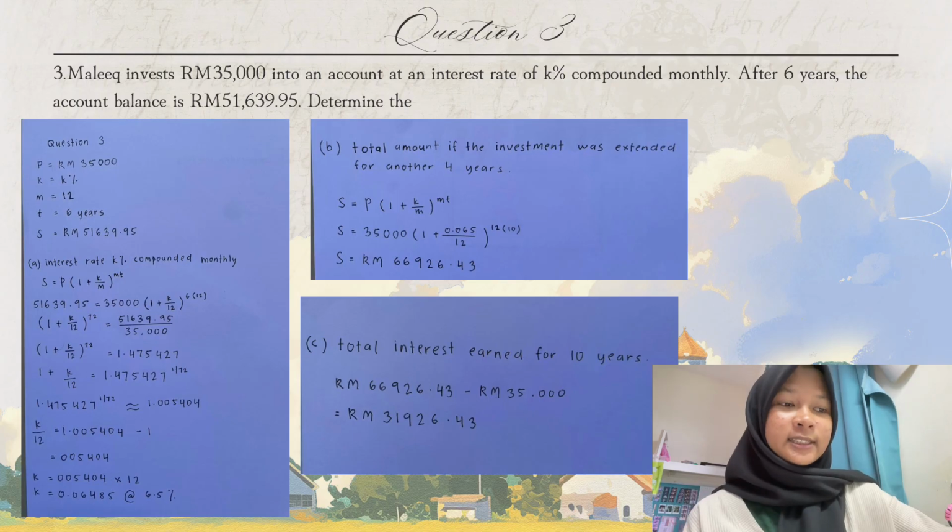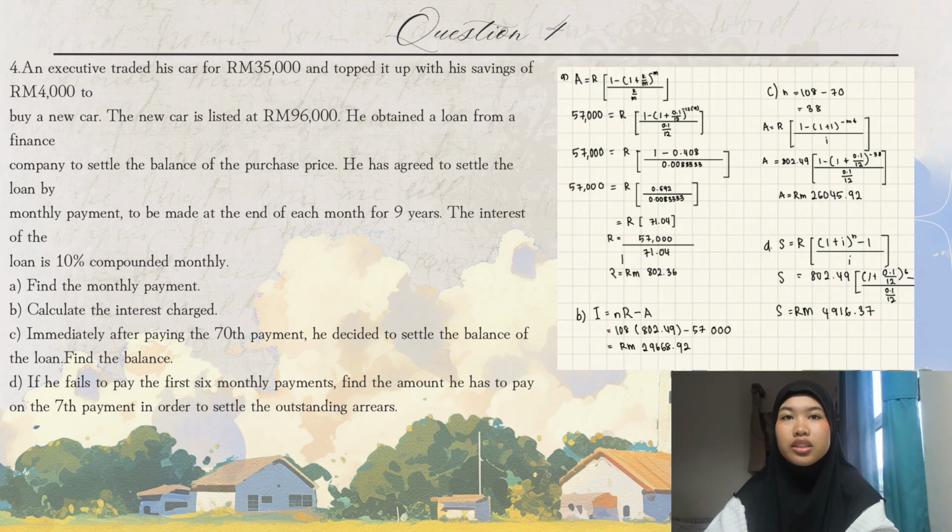For question number C, we want to find the total interest earned for 10 years. So 66,926 ringgit 43 cent minus 35,000 ringgit, and the final answer is 31,626 ringgit 43 cent.